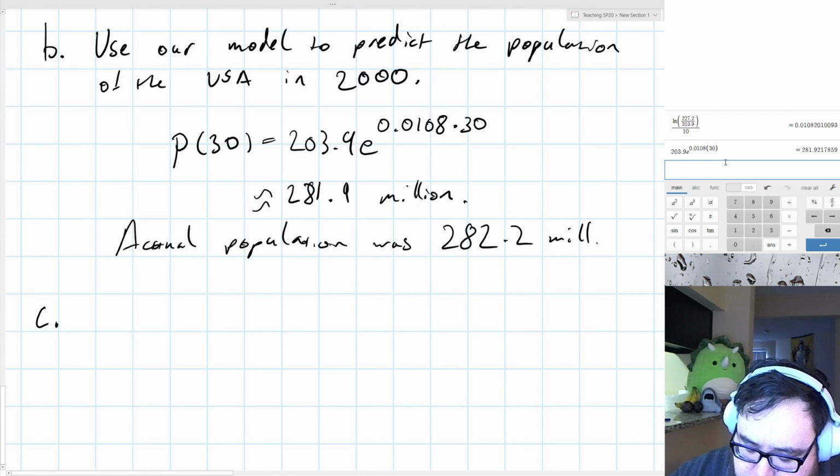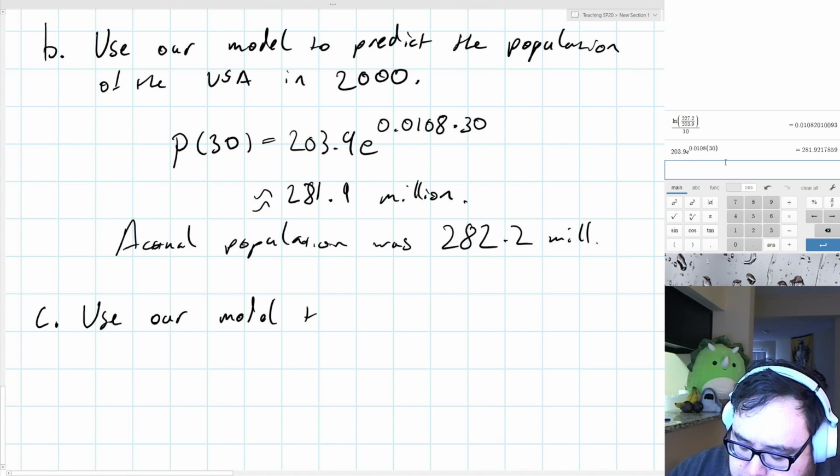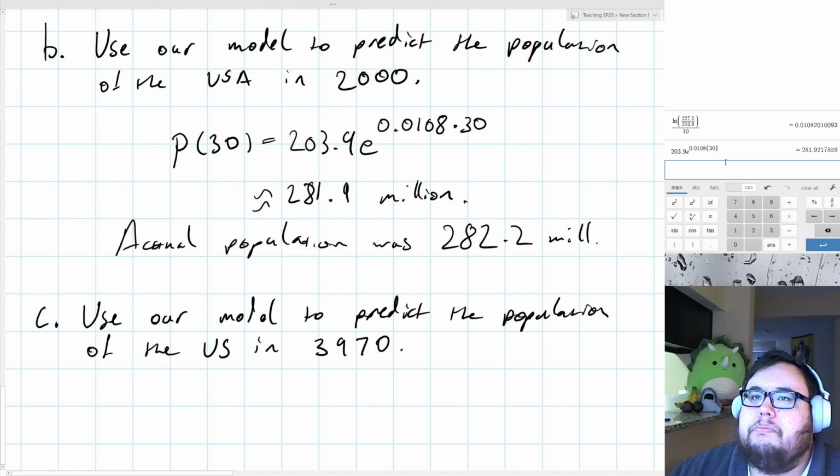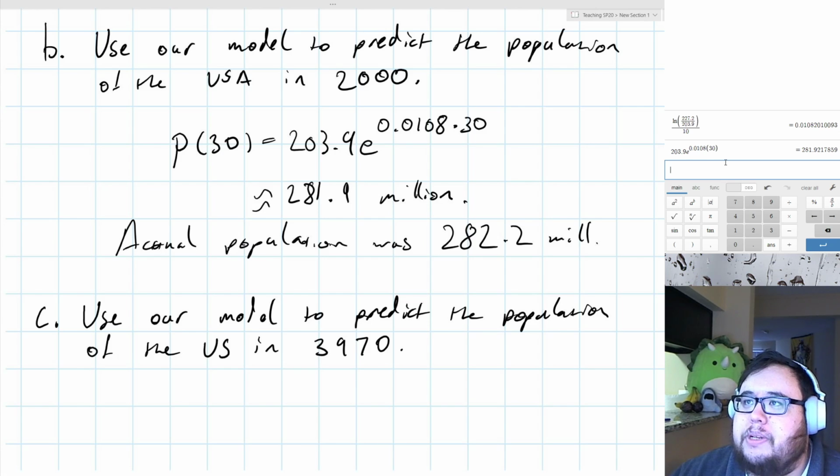So for part C, let's use our model to predict the population of the US in 3970. This serves two points, okay? Not only is it going to show how ludicrously bad our exponential growth function is for things that are way outside of the realm of what makes sense, it's also going to show you what happens if you plug in 2000 instead of 30 to your exponential growth model, okay? So 3970 is 2000 years after 1970.